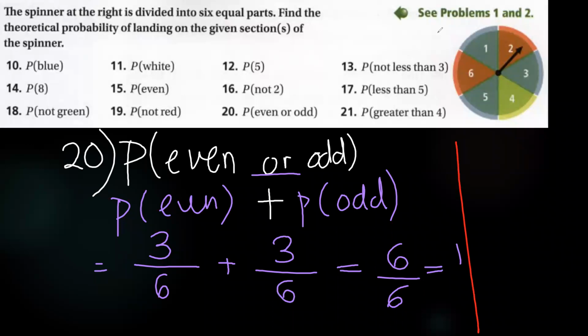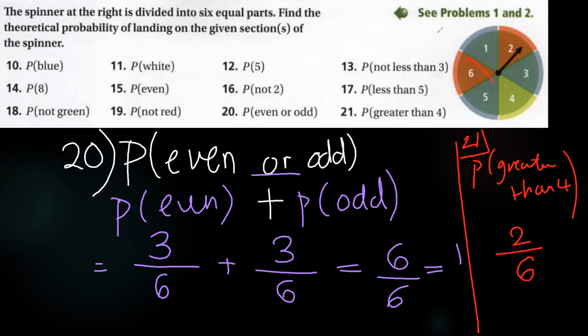Now the last part here, number 21. Probability of greater than 4. Quickly, how many numbers are greater than 4? 2 numbers over 6. 5 and 6, only 2 numbers. So 2/6.